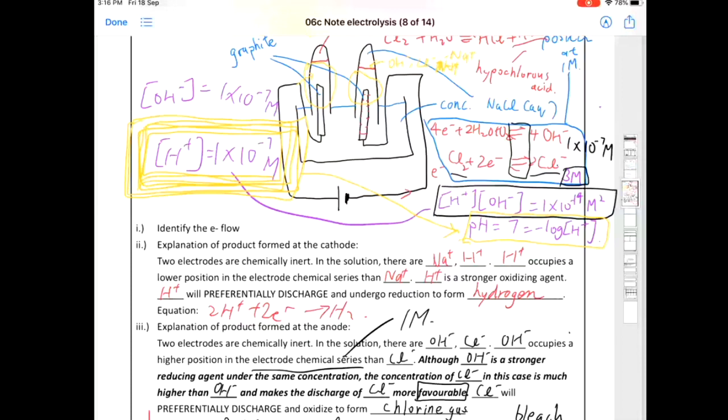However, for the chloride ion, it's just the opposite because it's now 3 M. If you compare this situation with the situation in 1 M, then the backward reaction of Cl2 + 2e⁻ to become Cl⁻ will be less favorable. So the conclusion is that chloride ion under a concentrated environment will discharge instead of OH⁻.